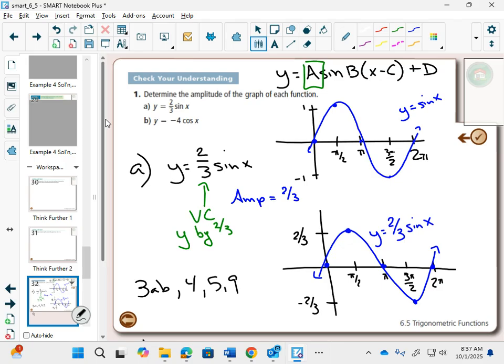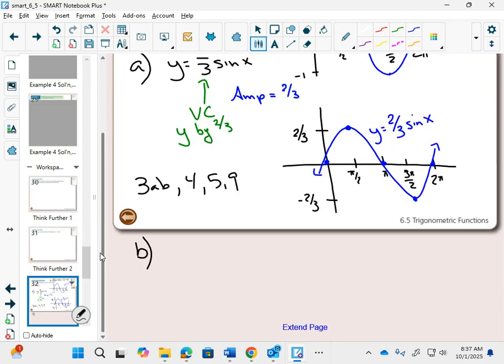And in the graph, that a value affects the amplitude. So when y equals 2/3 sine x, we have the regular sine x graph here, and the 2/3 sine x, which is a vertical compression. Well, the shortcut is if you draw everything else out, only the amplitude changes. So instead of going up to 1 and down to -1, now it goes up to 2/3 and down to -2/3.